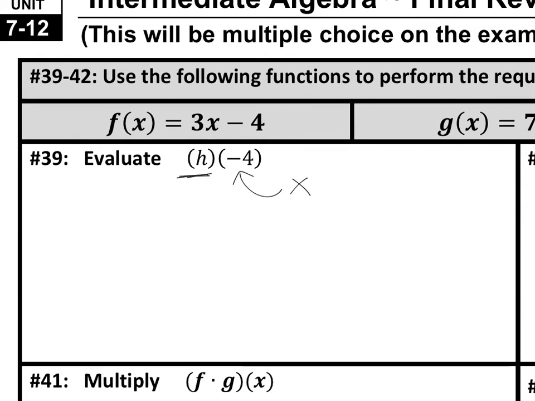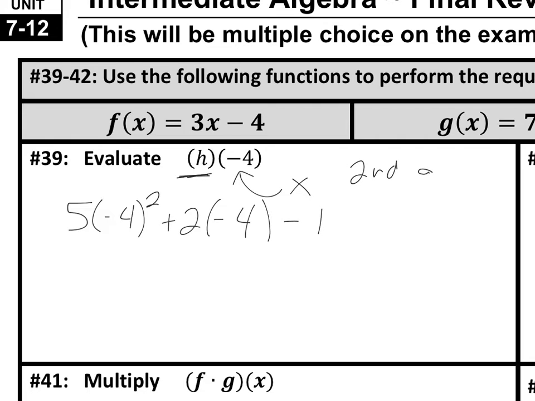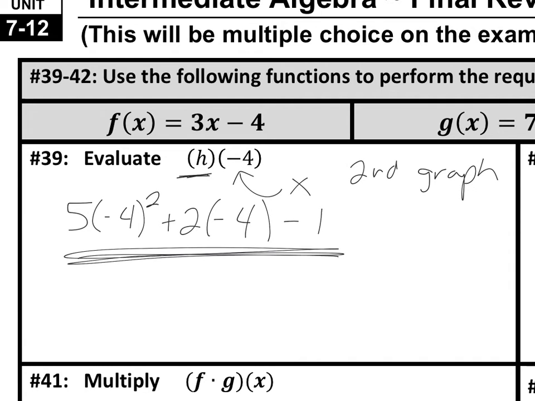Okay, function h is 5x squared, so 5 times -4 squared plus 2 times, instead of x, -4, and minus 1. Okay, remember that you could plug in the original h of x, like that 5x squared plus 2x minus 1. You could plug that into the y equals and then go to a table, so that second graph to get to the table. And you would look for where x is -4, what's the y value. Or you can plug all of this stuff into the home screen because there's no x's in it anymore, and it equals 71.